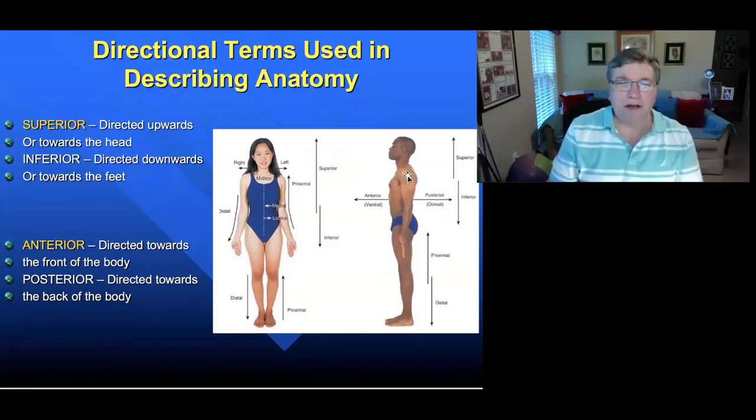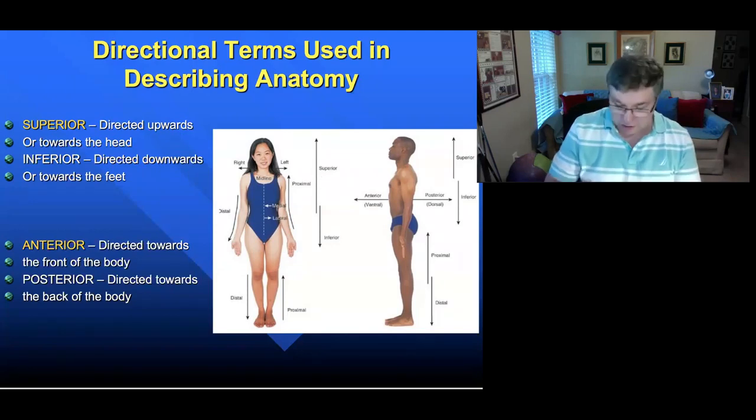Anterior versus posterior. Anterior meaning directing towards the front of the body, posterior meaning directing towards the back. If we compare the scapula with the pectoralis major, the scapula is going to be posterior, the pectoralis major is going to be anterior. If you compare the navel and the spine, the spine is going to be posterior, the navel is going to be anterior. So pretty straightforward for the most part.